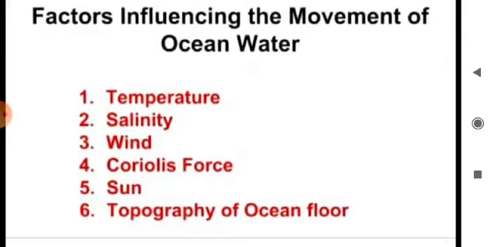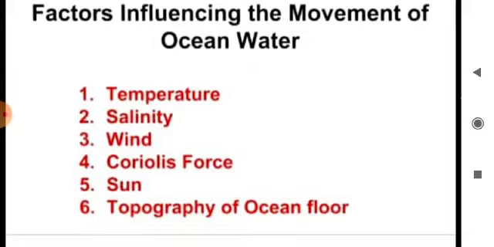Coriolis force. The earth rotates on its axis from west to east. We all know that the rotation is the cause of a deflective force which is known as Coriolis force. Because of the Coriolis effect, the northern hemisphere currents flow to the right of the wind direction, while the southern hemisphere currents flow to the left.